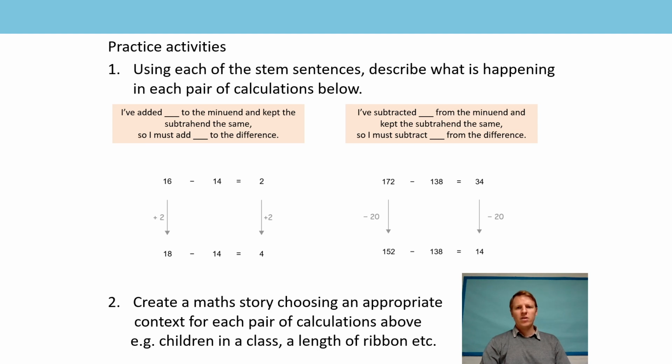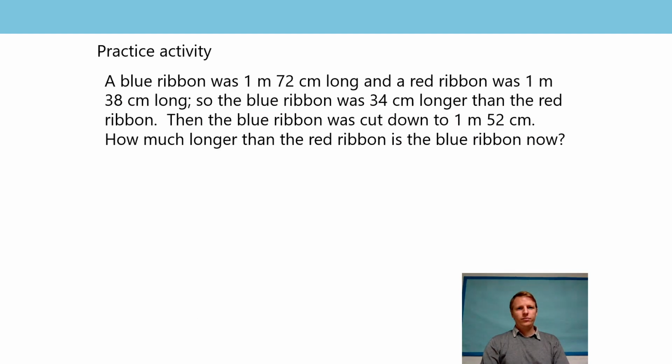I've written this problem as a word problem. So here is the word problem I have written. A blue ribbon was 1 meter 72 centimeters long, and a red ribbon was 1 meter 38 centimeters long. So the blue ribbon was 34 centimeters longer than the red ribbon. We knew all of that information from the calculation that we were given. Then the blue ribbon was cut down to 1 meter 52 centimeters. How much longer than the red ribbon is the blue ribbon now? That's my word problem. Let me show you that as a representation.